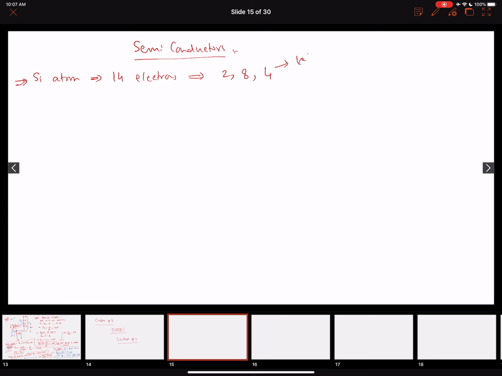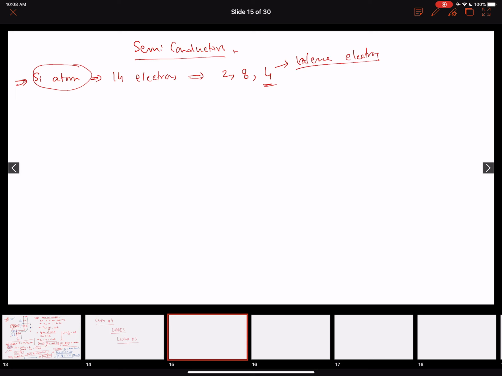So this means the valence electrons. There are 4 valence electrons in every silicon atom, right? And how many does it need to make into a stable orbit? It needs 8, right? So 4 are missing. So what will happen? So this is in a silicon atom. In a silicon crystal, we have many of these silicon atoms combined together.